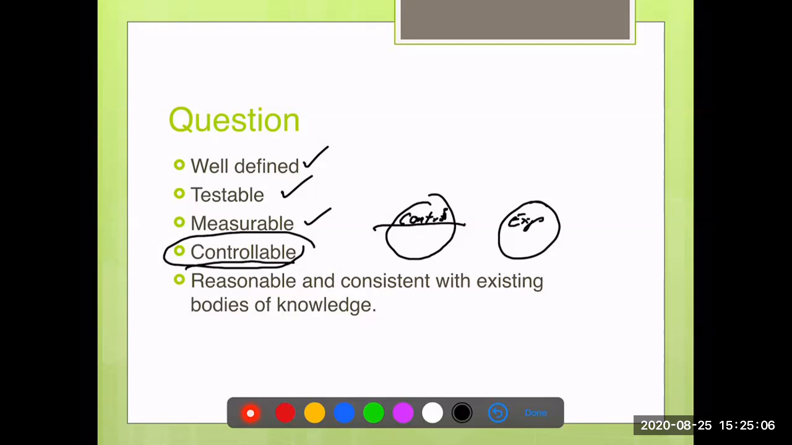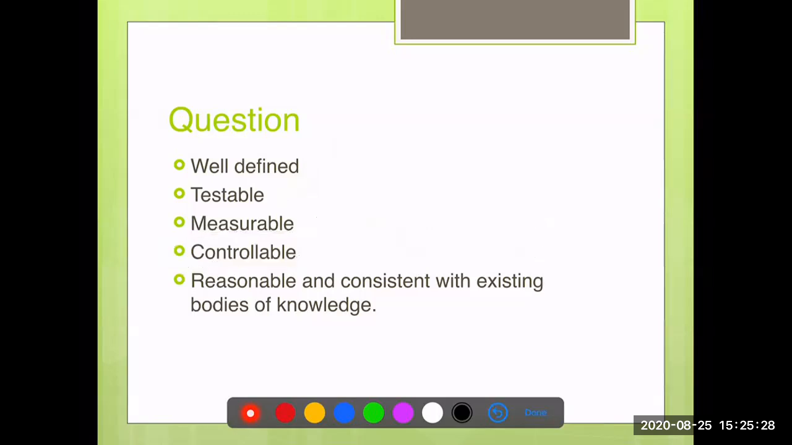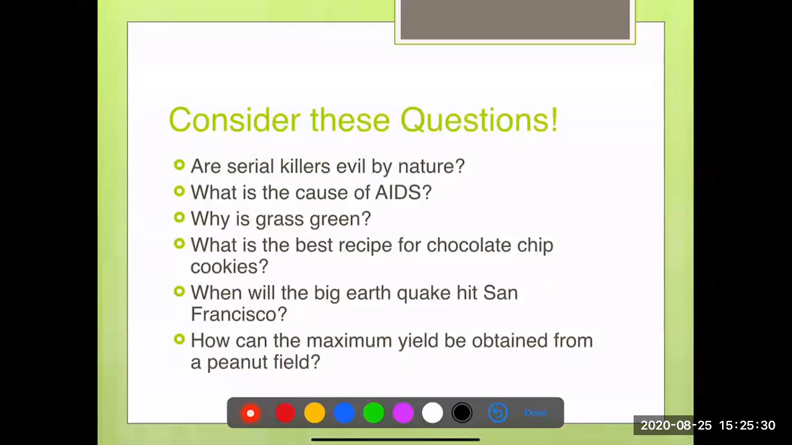Finally, a question should be reasonable and consistent with existing bodies of knowledge. Again, it does us no good to ask a question if we cannot get to the part where we test it. If we don't have the technology, if we don't have the background information, we may not be able to carry out an experiment. So at that point, it does us really no good to ask those questions. Okay, let's look at some examples of questions, and then you decide, or we decide, if they're good enough to get us through the scientific method.